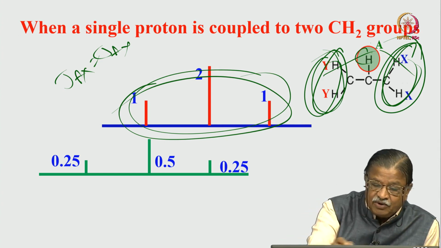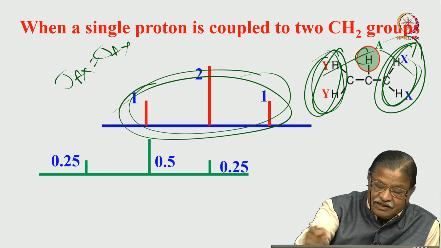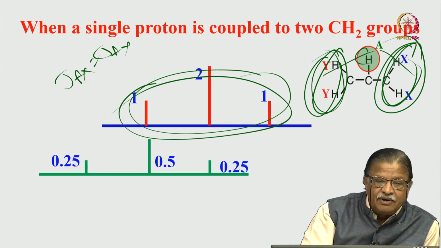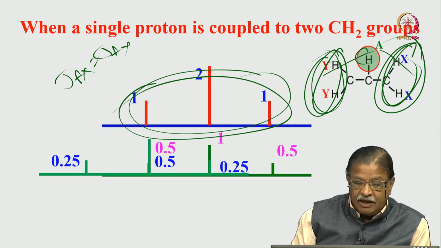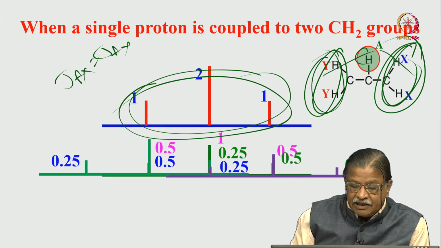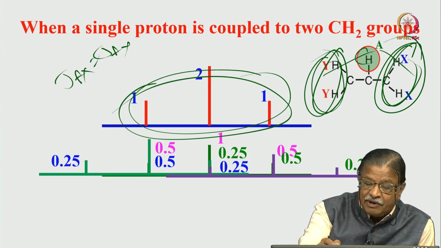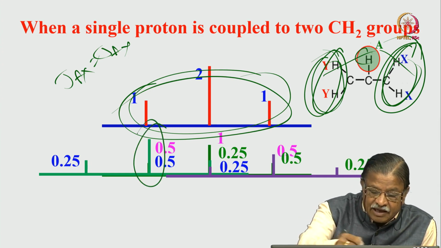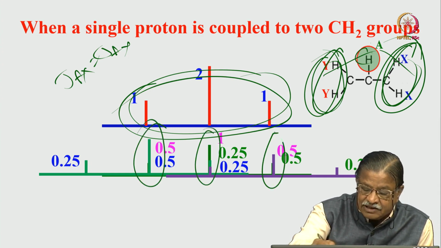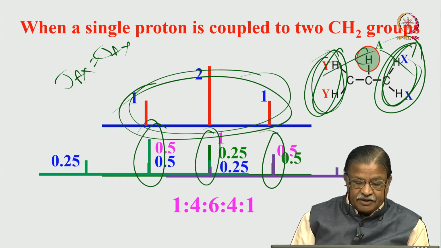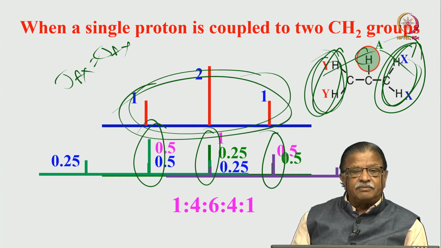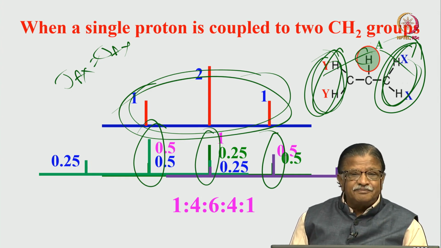So this is a 1:2:1 intensity. Now because of another CH2, it will split into another triplet, and the intensity becomes 0.25, 0.5 and 0.25. This will also be like that and this will also be like that. And interestingly, because the coupling is the same, these lines will overlap, this line also will overlap. Now calculate the intensity. What is the intensity? 1:4:6:4:1 ratio. That is also a pentet.